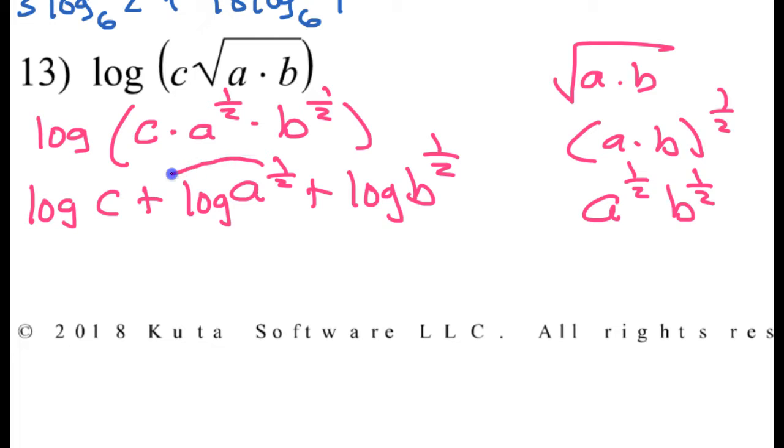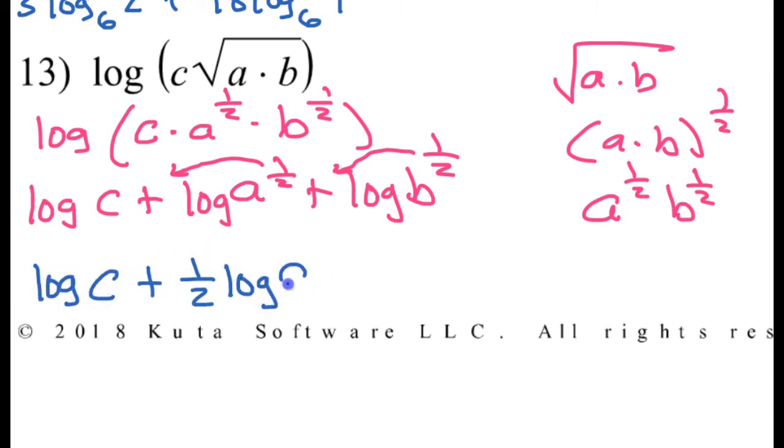So all that's left is to use the power rule and put these exponents as coefficients. So the final answer will be log C plus 1/2 log A plus 1/2 log B.